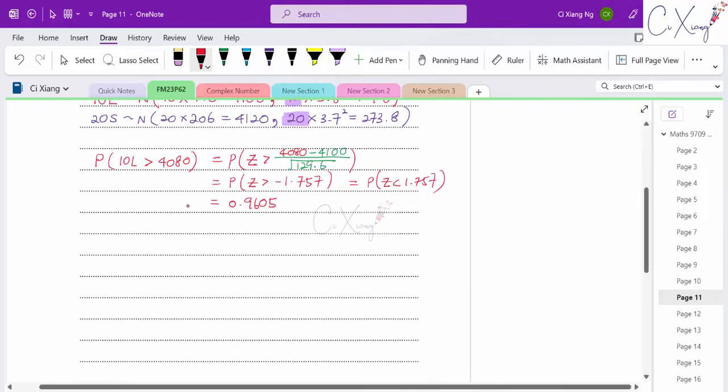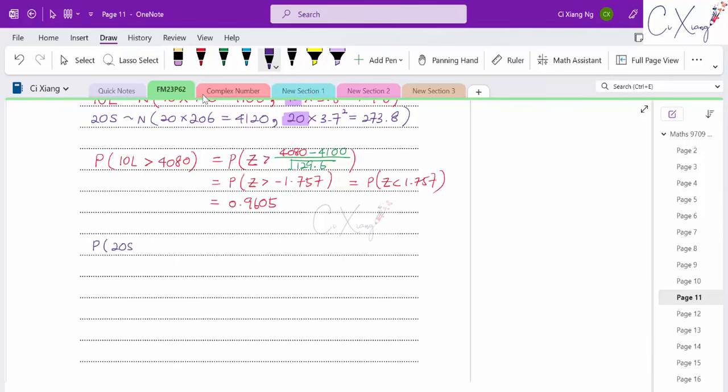Okay, then now we have to continue to calculate the probability that the box with 20 small packets is also more than 4080. Again, we have to standardize it, right? To become the Z. So we take 4080. Standardization means minus the mean. The mean for 20 small packets will be 4120 minus the mean, and then divide by the standard deviation. So what is the standard deviation that we have here? Square root 273.8.